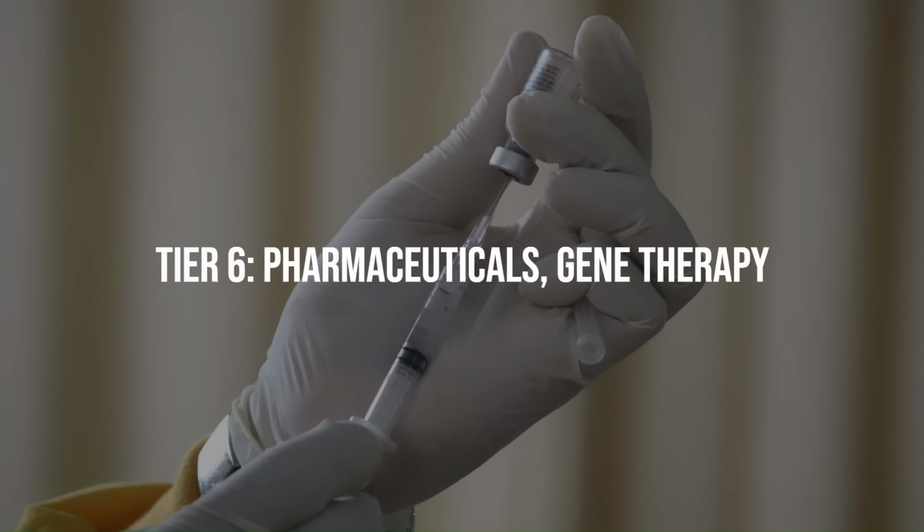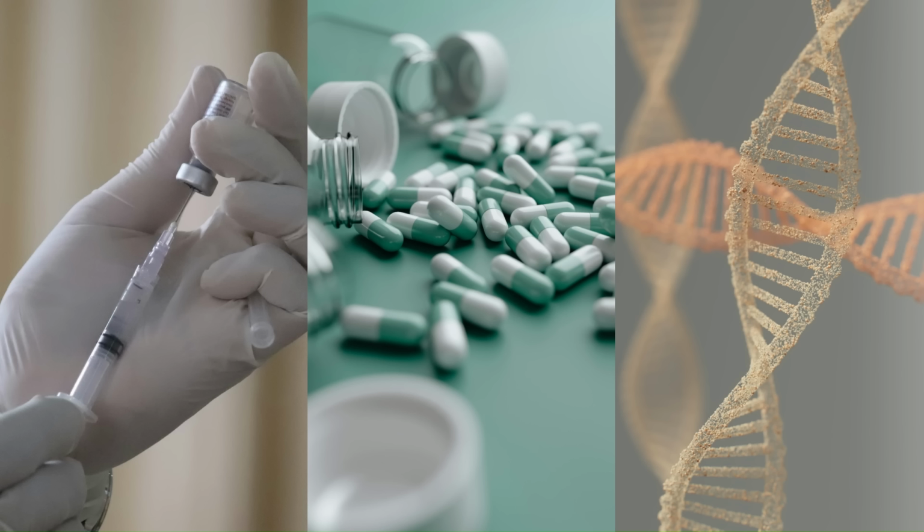Tier 6 is pharmaceuticals and gene therapy. These are unnatural ways to modulate myostatin, like drugs, SARMs, and gene therapies, but I'm never going to promote using these kinds of things on my channel because they're dangerous and I'm interested in natural optimization.